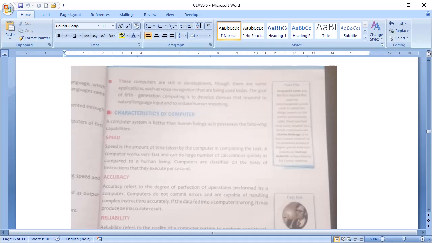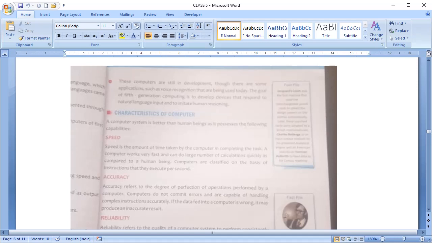Next come characteristics of computer. The first characteristic is speed. How do we calculate speed? It is the amount of time taken by the computer to complete any task. And we all know that computer is very fast at doing any task. It can do a large number of calculations within seconds.